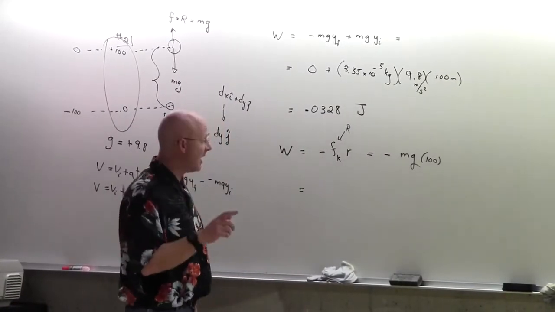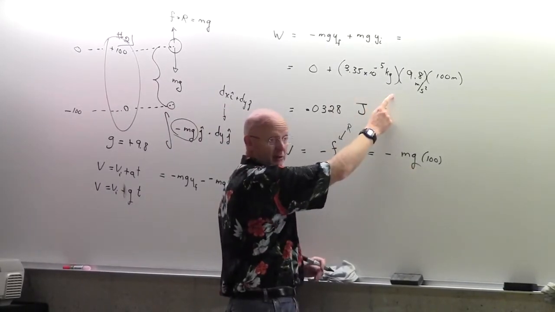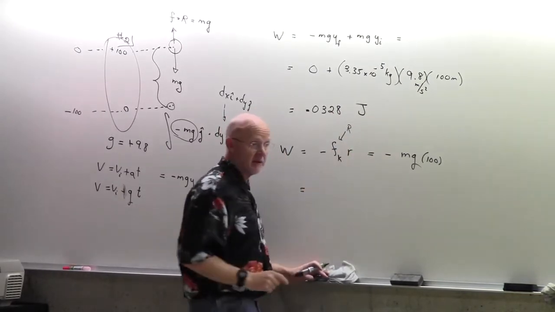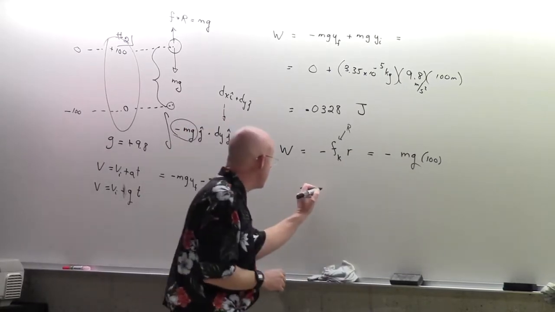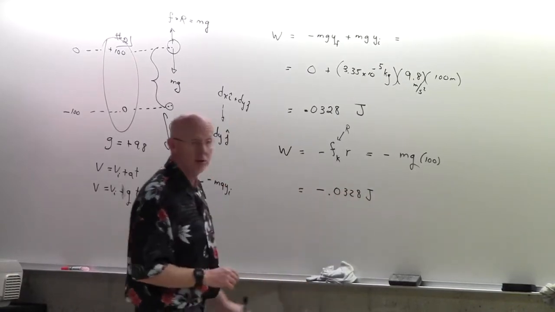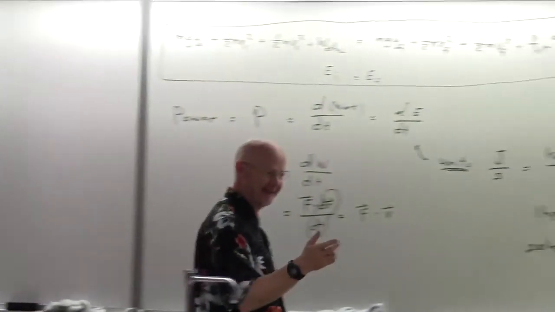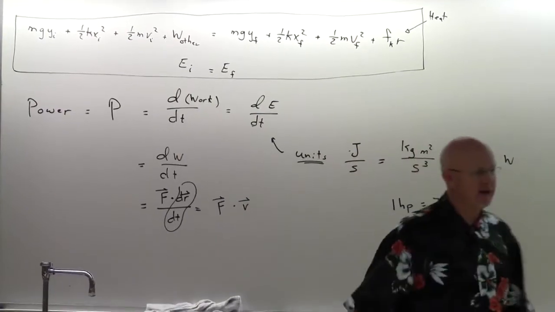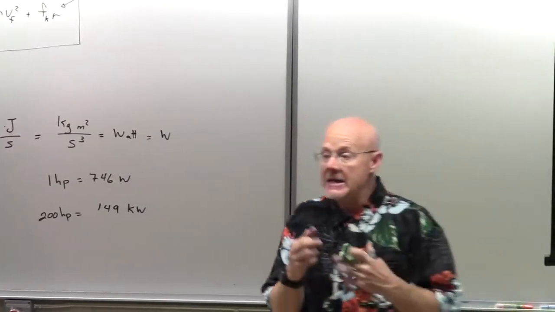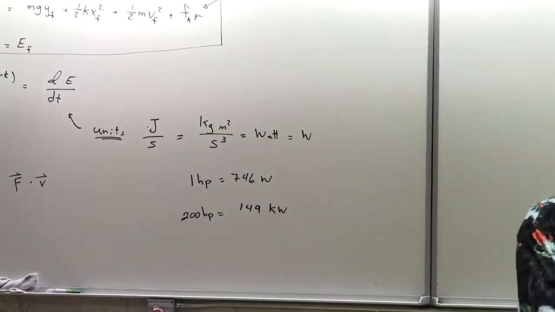I would even go as far to say, I don't even have to get my calculator out for this one. Isn't this mg times 100 the same that we just did right here? Now, there is a little difference here. What's different about it? There's a negative in front. So this whole thing's going to be a negative 0.0328 joules of energy. Now, what would the negative be telling me? Yeah, this should tell me that that particular force is making the object slow down. So negative work makes it slow down. Positive work makes it speed up, right?